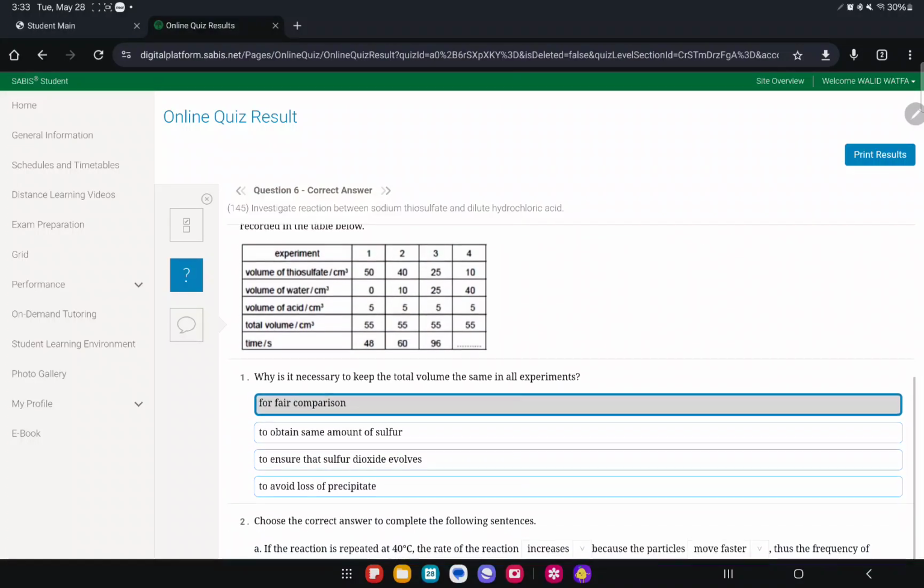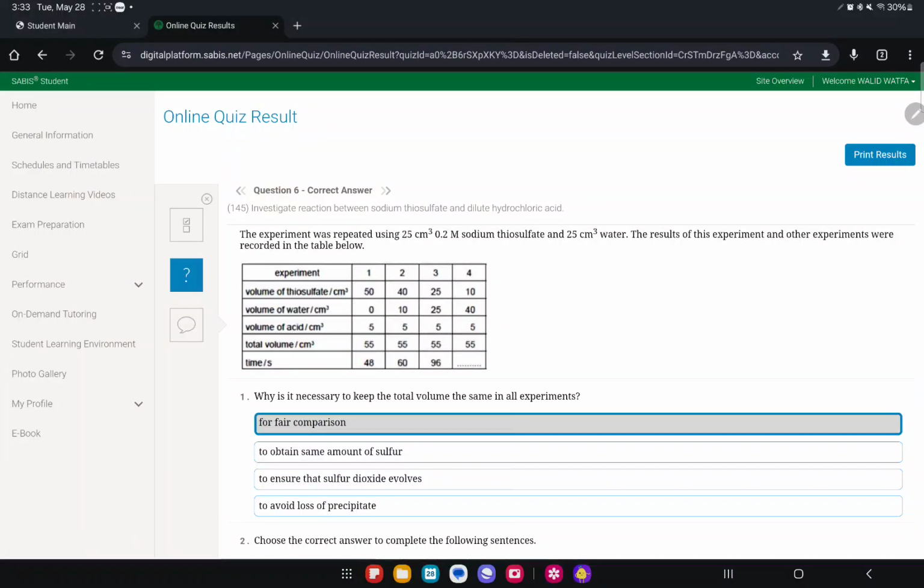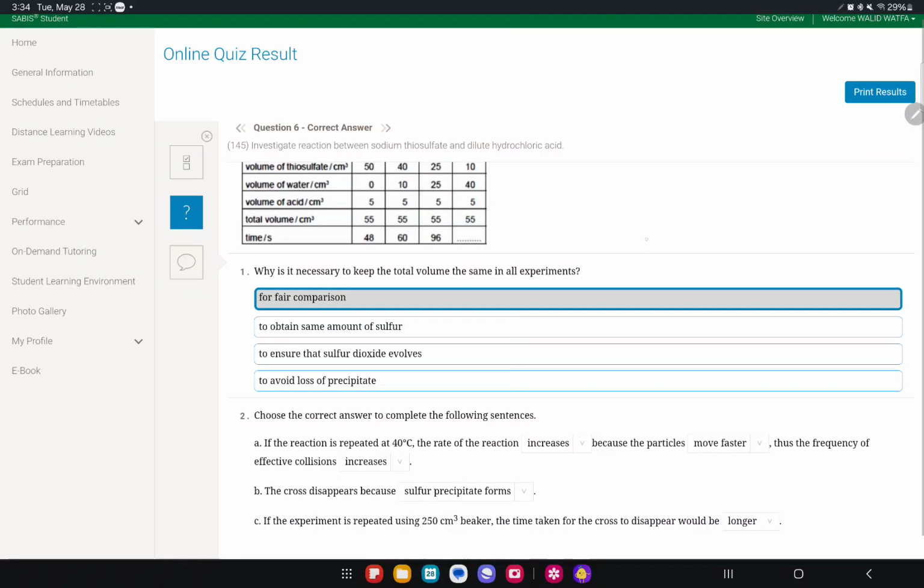So why did they keep the total volume the same in all experiments? If you see, the total volume is 55 in experiments 1, 2, 3, and 4. 55, 55, 55. Why? For fair comparison. Would it be fair if in experiment 1 I had 60 cm3, and then in experiment 2 I had 10 cm3? Obviously not. It's going to mess up the results. That's why you should always keep the same volume for a fair comparison.